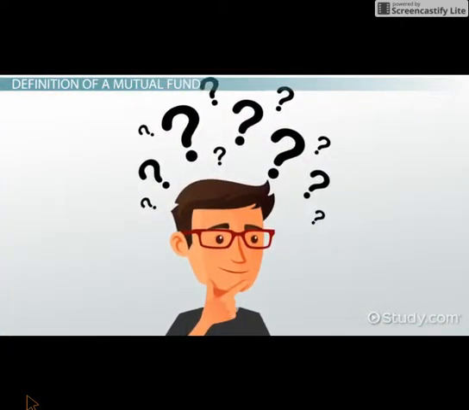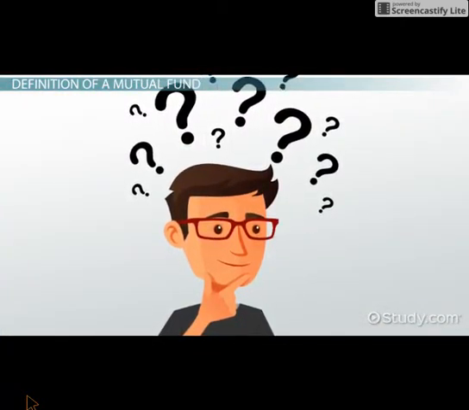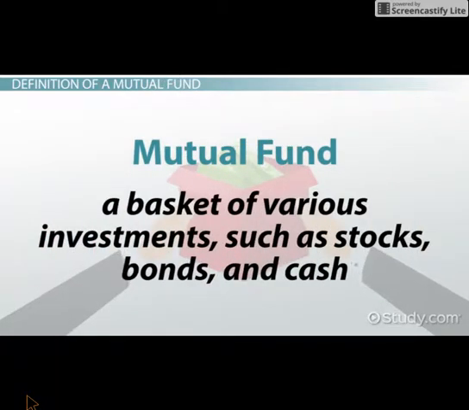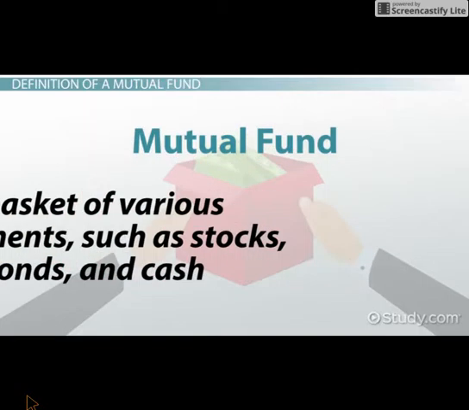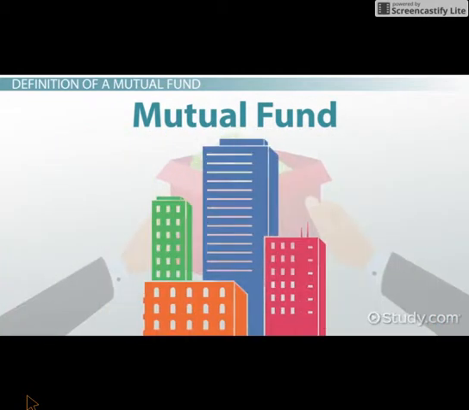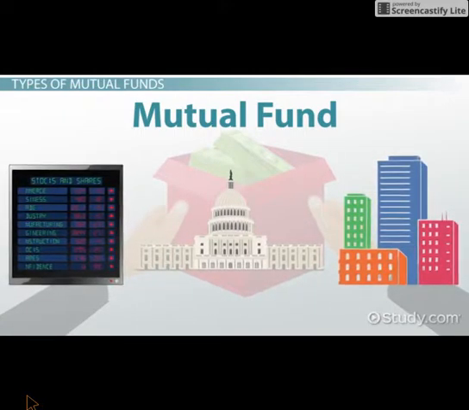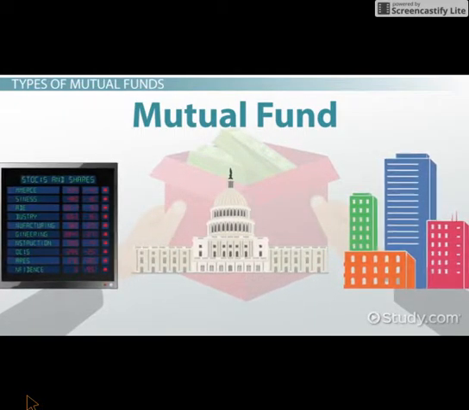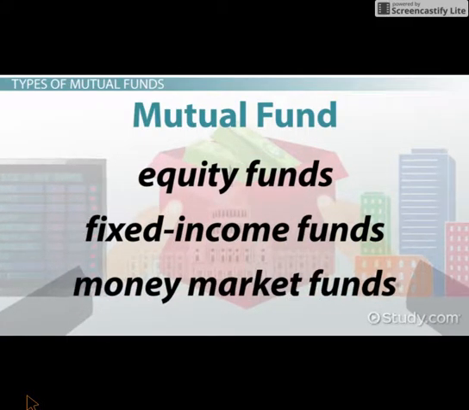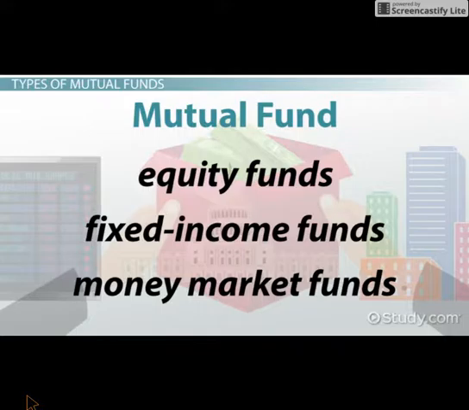But if you don't have the slightest clue what these people are talking about, you're not alone. A mutual fund is a basket of various investments, such as stocks, bonds, and cash. A mutual fund is funded by the investments of individual investors and institutions. For the purposes of this lesson, we'll focus on the three main types of mutual funds: equity funds, fixed income funds, and money market funds. Let's explore each of these briefly.